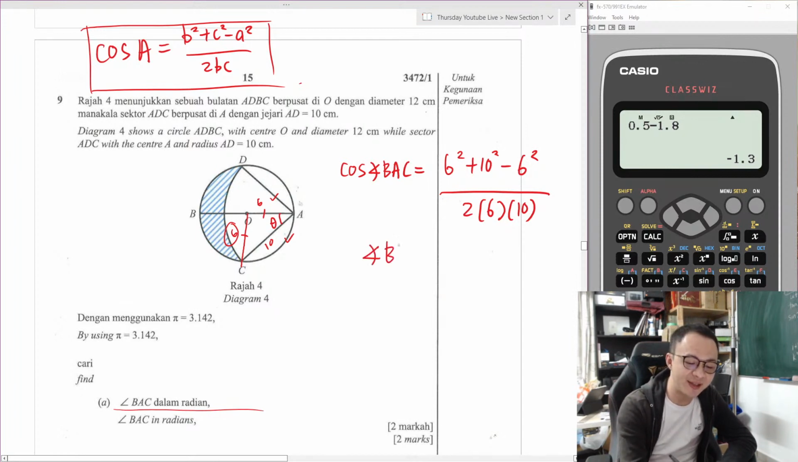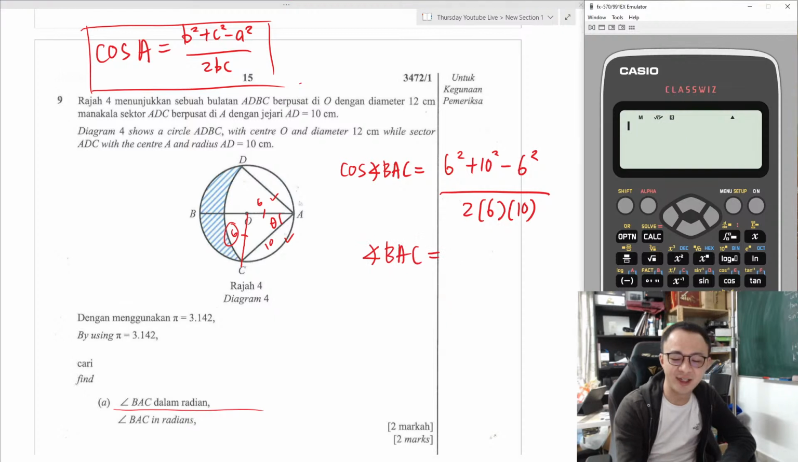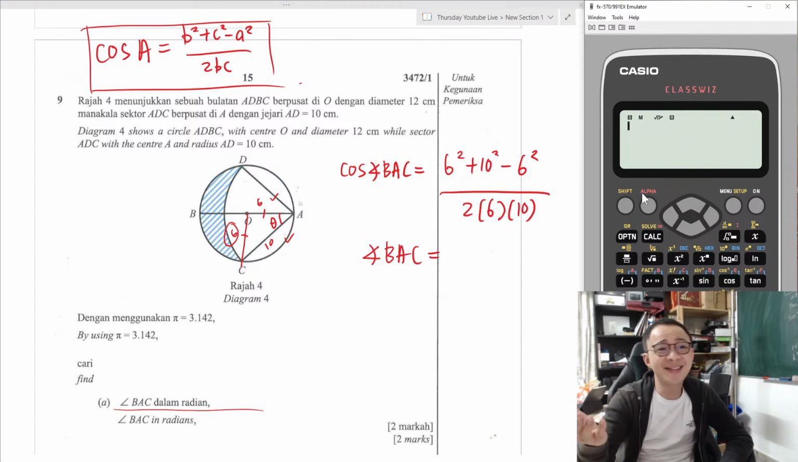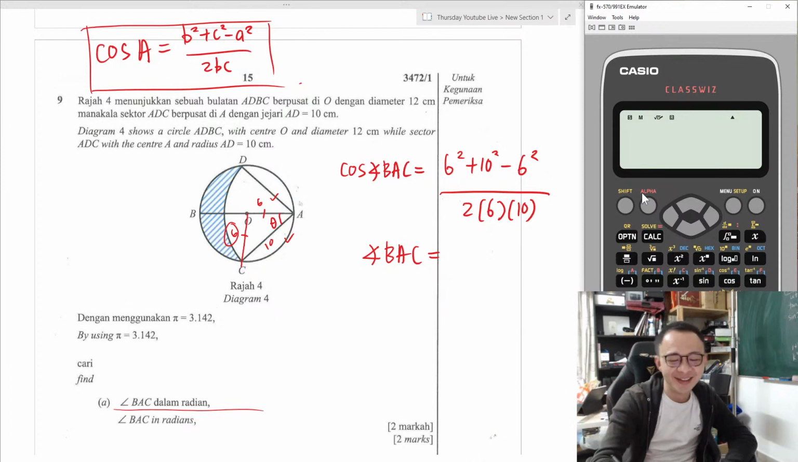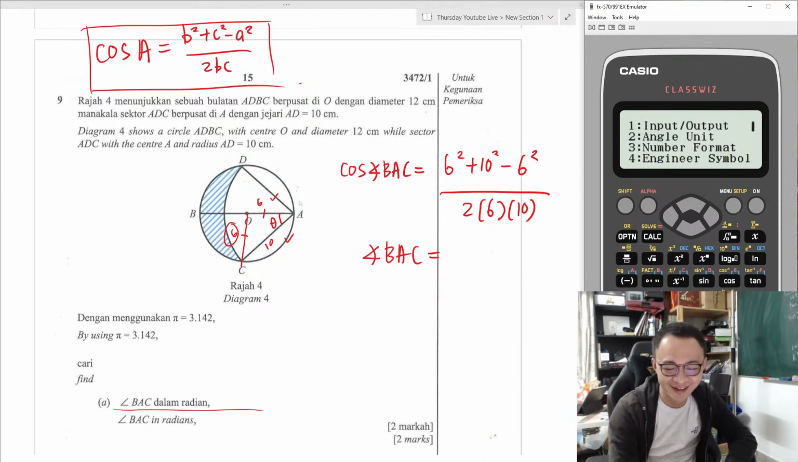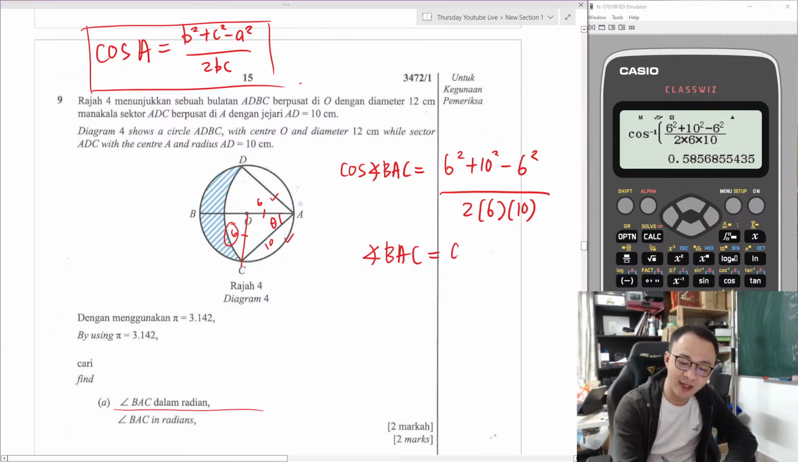So angle BAC, I will change it to the radian. I'm not sure why the marking scheme always wants to use the degree, then only change the degree back to radian. I don't understand. Nowadays calculator can do the radian easily. So I'll just do shift cos, put a fraction: 6 square plus 10 square minus 6 square over 2 times 6 times 10. Enter. So the angle is 0.5857.